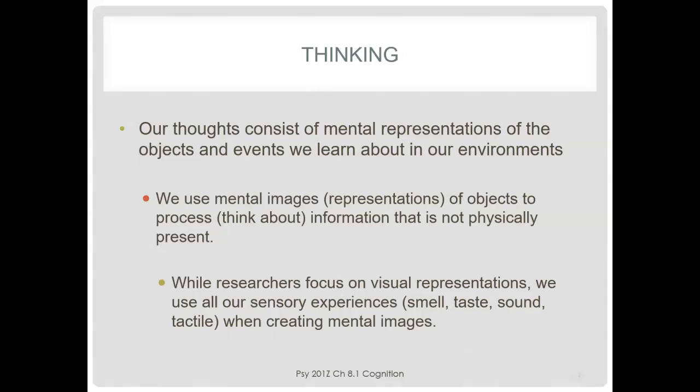So, when we use mental images or mental representations of objects to process or to think about information that is not physically present, we're able to see in our mind's eye objects and manipulate those objects without having them physically in front of us, which is actually a very complicated thing to do, and yet we just do it naturally.